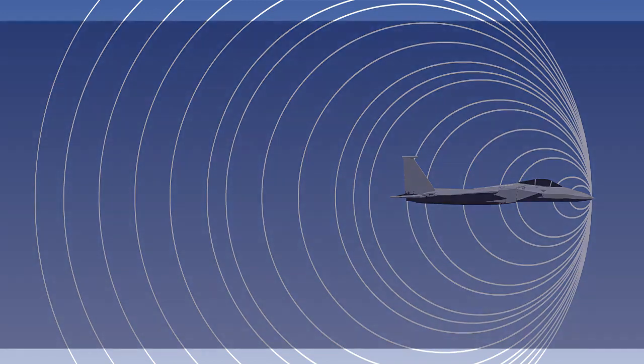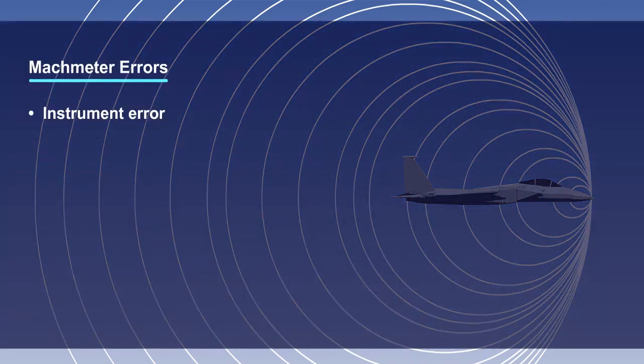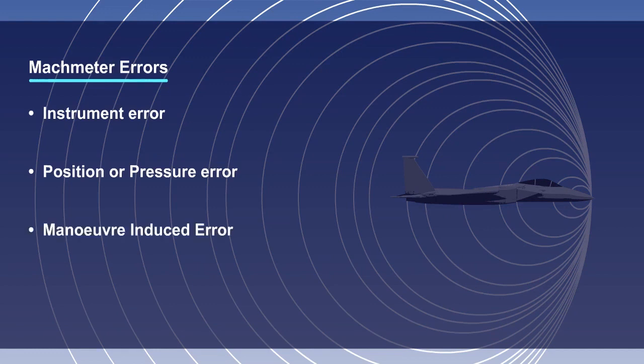The only errors which affect the Machmeter are instrument error, position or pressure error, and maneuver-induced error. We'll look at each of the errors in turn, and then we will look at why the Machmeter does not suffer from density, temperature, and compressibility error.